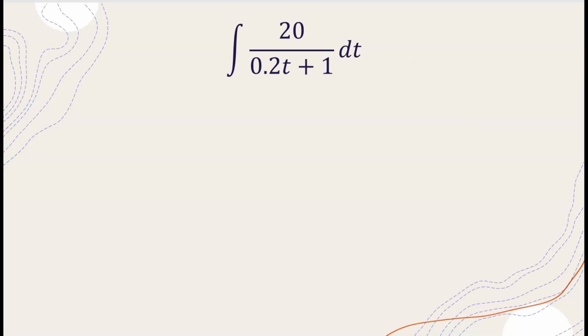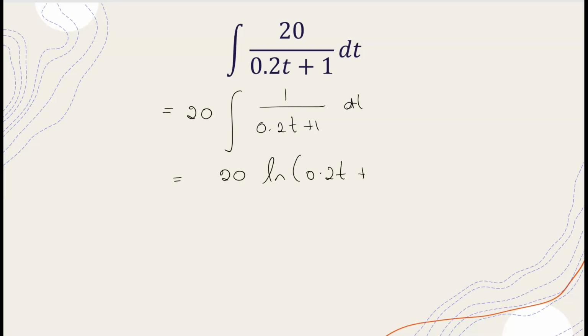The next one will be the same, and you'll be able to see it really works very, very quickly. We'll take the 20 out. And then we can say the answer is going to be 20 natural log 0.2t plus 1 divided by 0.2. But we're not going to leave it with 0.2 on the bottom. We're going to do the division. 20 over 0.2 would be 100 natural log.